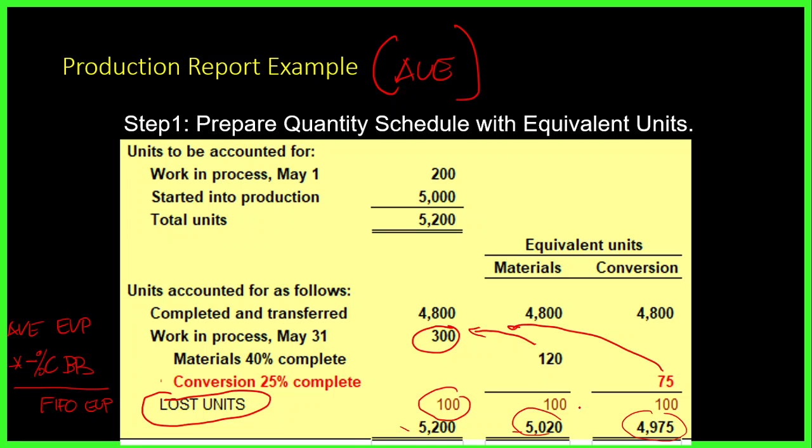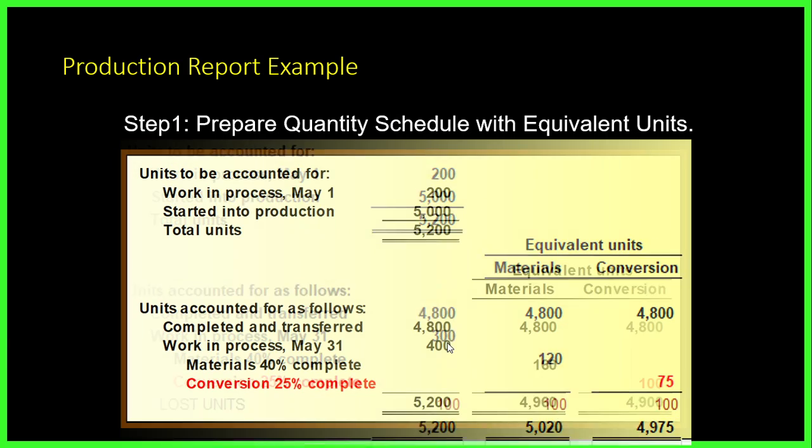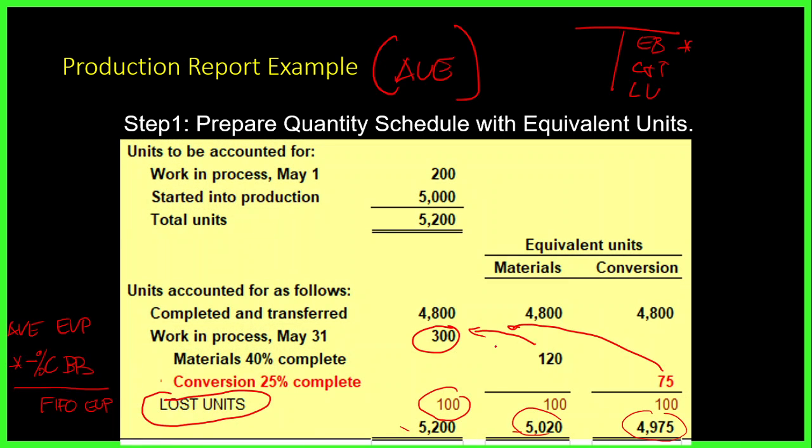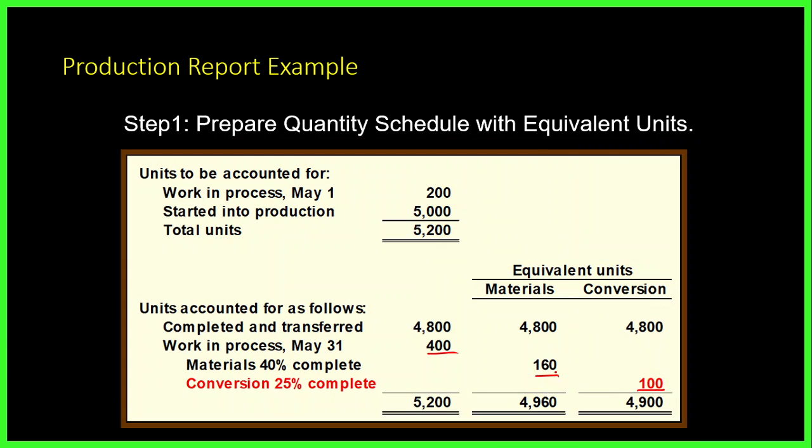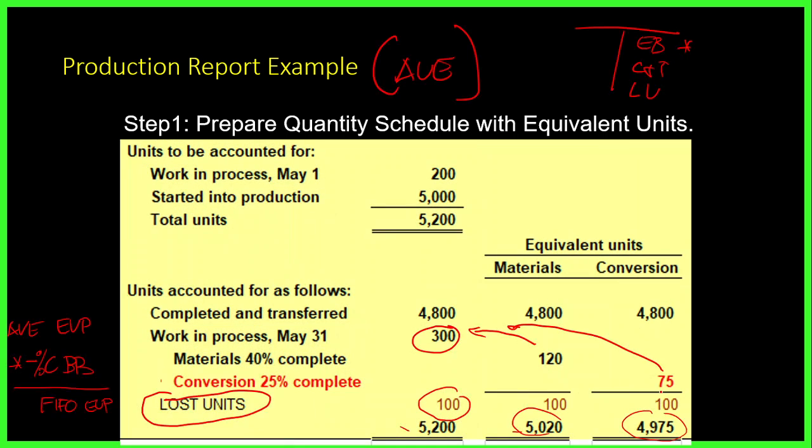Sir, as a shortcut, can't we just add the 100? The answer is no. Why? Because there might be changes in your completed and transferred, or your ending inventory. If you remember your T accounts, you have your ending balance, completed and transferred, and then your lost units. In this case, what we changed is the ending balance. Once the ending balance changes, imagine from 400 it becomes 300, this will also change. From 160 and 100, it will become 120 and 75.